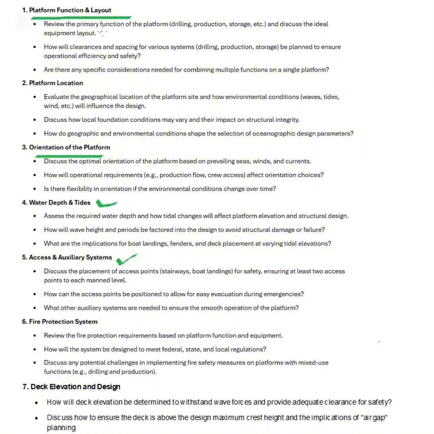So we can review the preliminary primary function of the platform. What's the function of the platform that we have to see? That's the first and foremost. What's the function of the platform, whether it's drilling, production, storage, etc., and discuss the ideal equipment layout. After that, derive the ideal equipment layout.